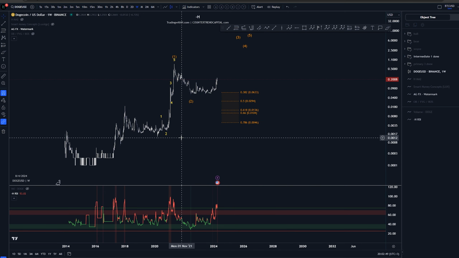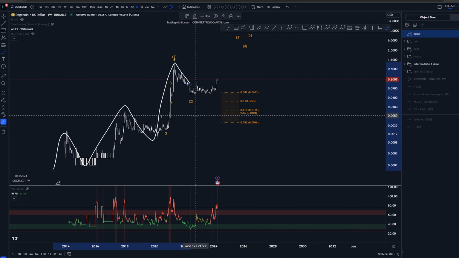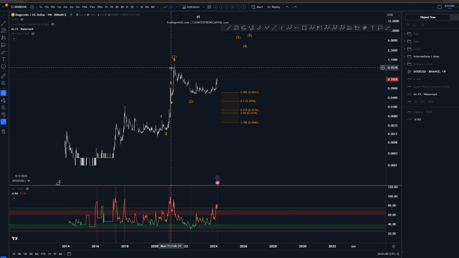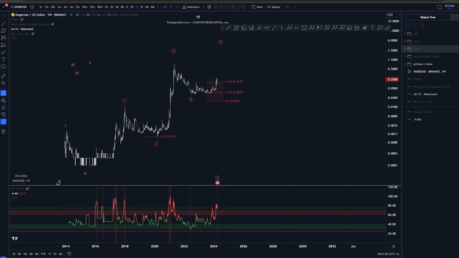This is just another way of looking at this, having this as a potential 1-2, 1-2, 1-2, 1-2, super bullish, but I don't really like this too much because it is way too bullish. So leave that as a very moonish count.